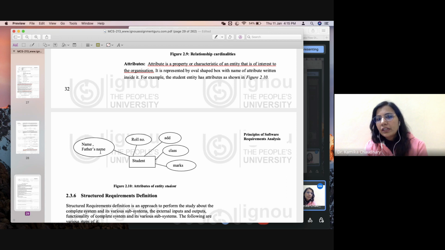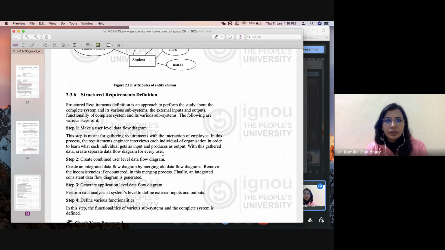All the attributes are represented using these ovals, right? So we just need to remember two things about the attribute: it is represented using ovals or circles, and it represents the property or the characteristic of the entity. I hope it is understood now.